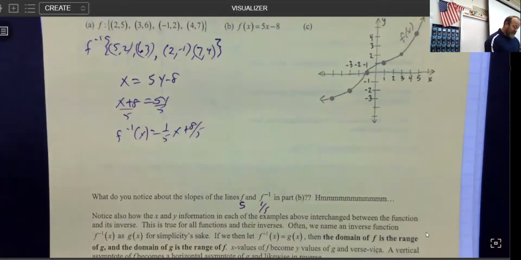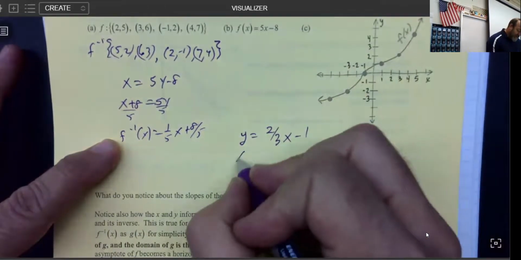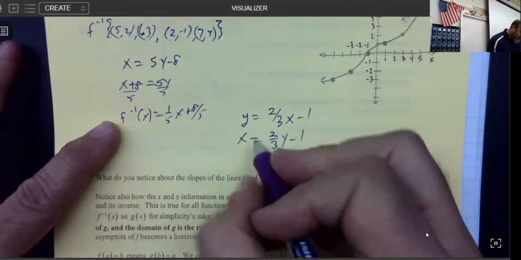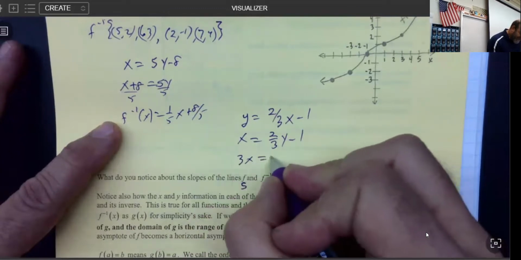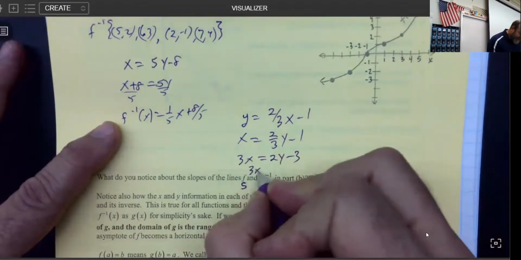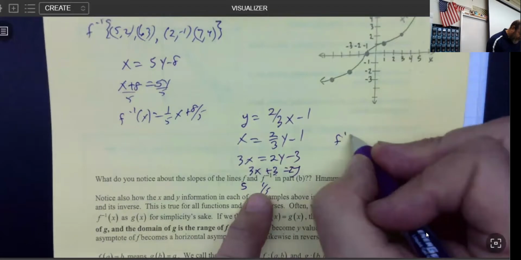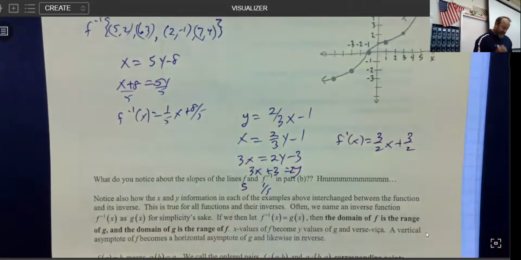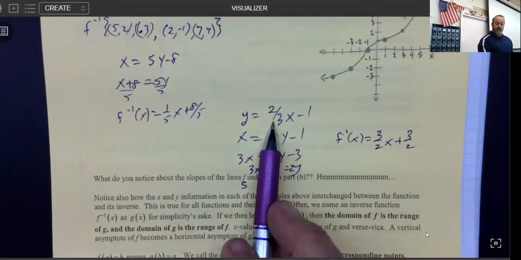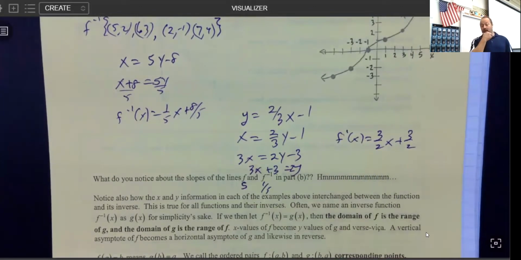And I think if we tried something else, like let's say we had y equals 2/3 x minus 1, if we did a little switch and decided that we wanted to, let's say, multiply everything by 3, move the 3 across, and divide everything by 2, we would find out that f inverse in this case was 3/2 x plus 3/2. So notice again, if I started with a slope of 2/3, my inverse function had a slope of 3/2. That is not on accident that those are exactly perfect reciprocals of each other.